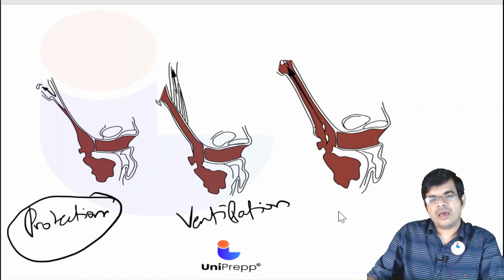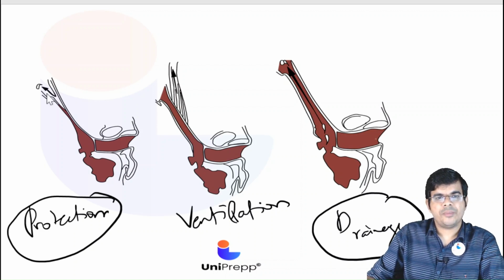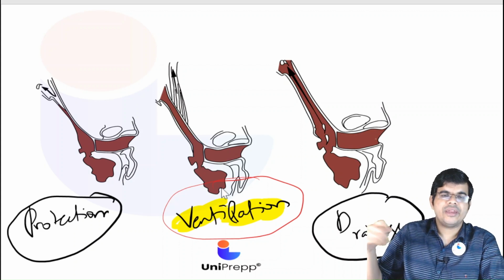And of course drainage is another function, but the major function is of course ventilation. Ventilation is the most important function of the eustachian tube, but protection and drainage are also functions.